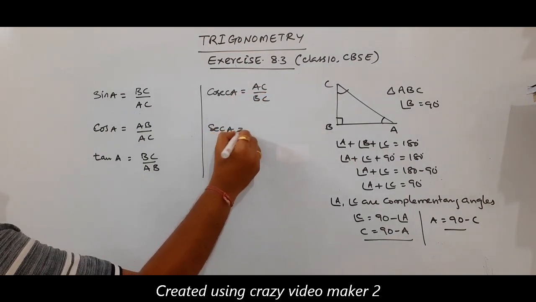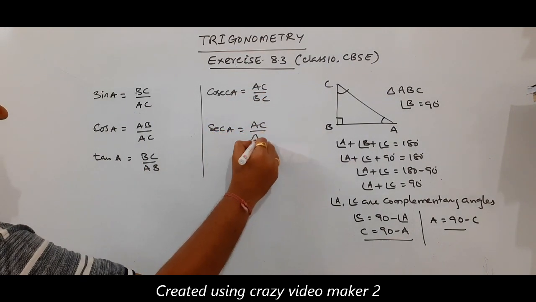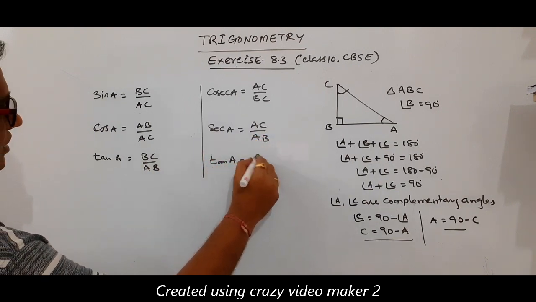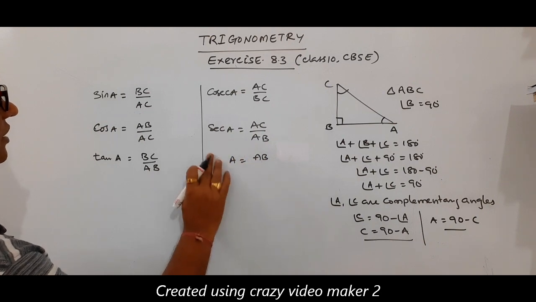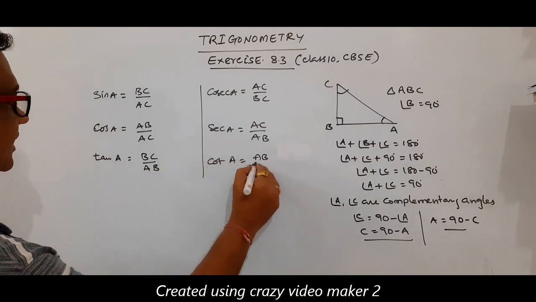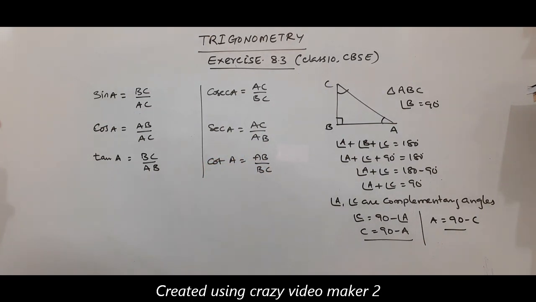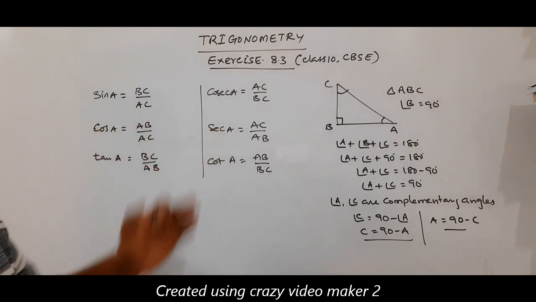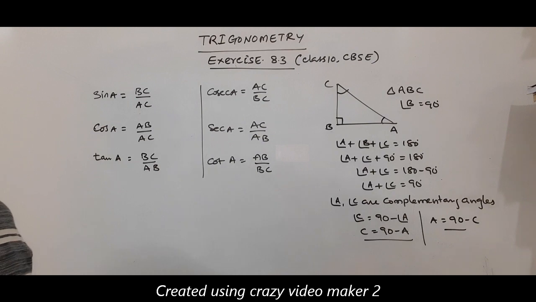Secant A, AC by AB. Cot A, AB by BC. So tan A reciprocal is cot A, cos A reciprocal is secant A, sin A reciprocal is cosecant A. Like this we are writing.